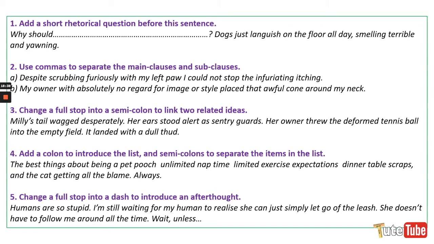Okay, so now I've got 5 tasks for you. The first one is to add a short rhetorical question to that sentence underneath. The second one is to look at those 2 sentences and use commas to separate the main clauses and the subordinate clauses in both of those sentences. The third is to change a full stop into a semicolon to link 2 related ideas. The fourth task is to add a colon to introduce the list and semicolons to separate the items within the list. And the fifth one is to change a full stop into a dash to introduce an afterthought. So I want you to spend no more than 7 minutes on that task. Pause the video now and have a go.